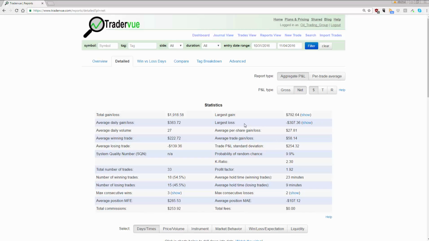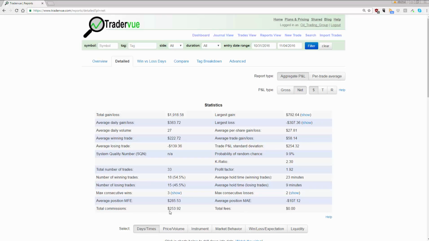Also, one thing to notice up here, the largest gain for the week was 792.64, and the largest loss was 307. So 792 divided by 307, that is a 2.5 to 1 win to loss ratio. So how that bears fruit here for you on the week is right here. You notice that the number of winning trades is about 55% and the number of losing trades is about 45%. And so that gives you a really good sample of what it is that we're doing.